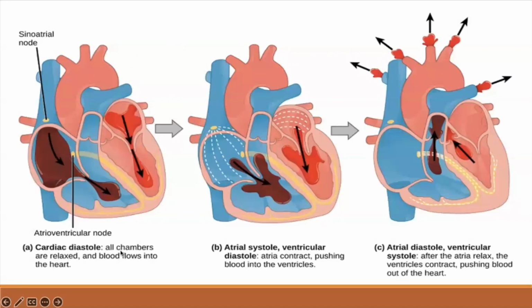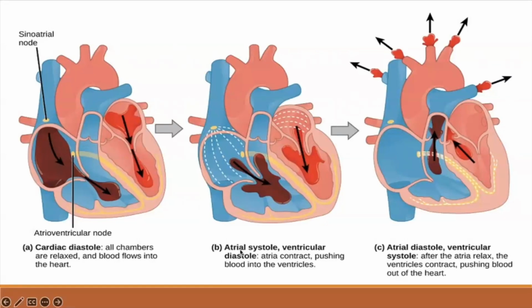So during three main stages we see here, right? During cardiac diastole, this is where all the chambers of the heart are relaxed and blood flows into the heart. So whenever you have blood flowing into the left atrium and the right atrium and flowing from the atrium into the ventricles, that is called cardiac diastole. The blood is just flowing smoothly into the ventricles, all right?